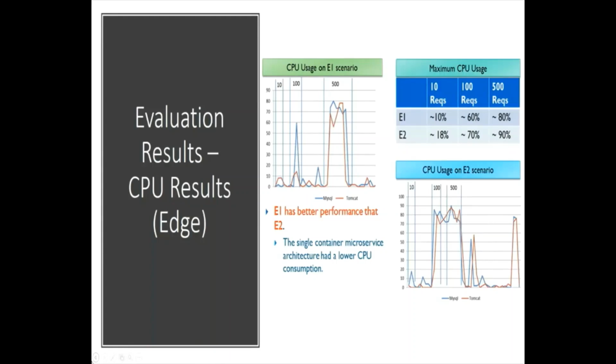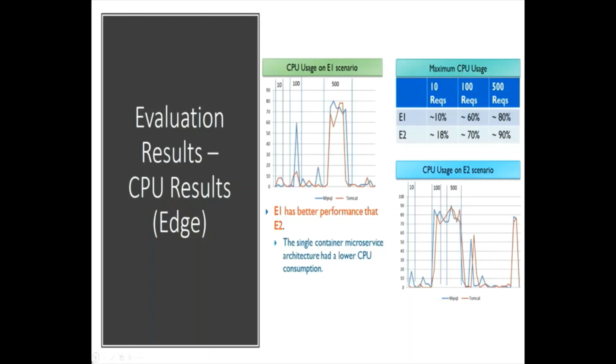So here it is contradictory to the cloud. Here what it's saying is that on the edge, running them together is better than running them separately for the parking management service. What would be a reason for this observation?